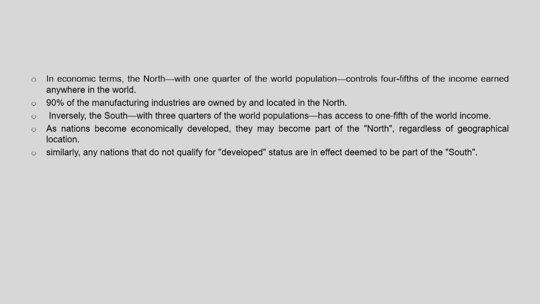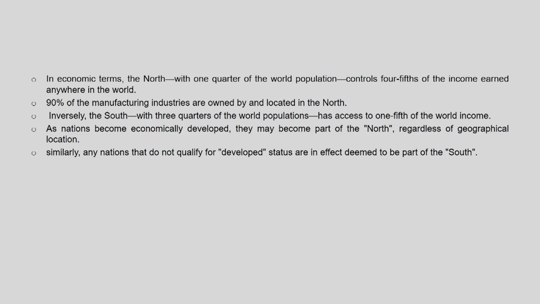Now, there are various factors that of course distinguish this political divide between the global north and the global south, but just to summarize some of the important points which we've already discussed, just to give you a quick snapshot of our discussion. In economic terms, the north contains about 1/4 of the total population, but it controls more than 4/5 of the incomes earned globally. 90% of manufacturing industries are located in the north.